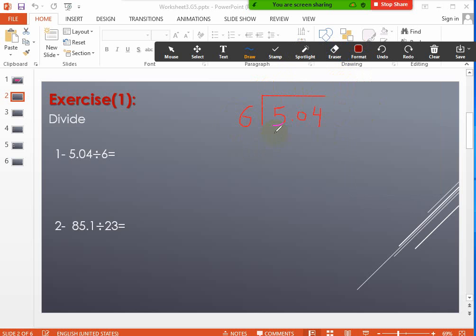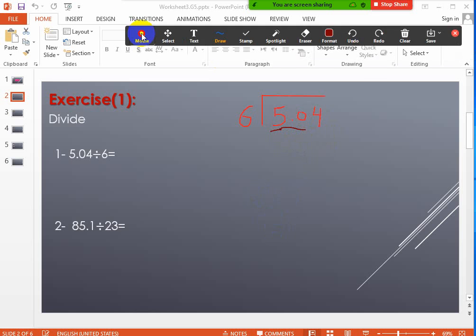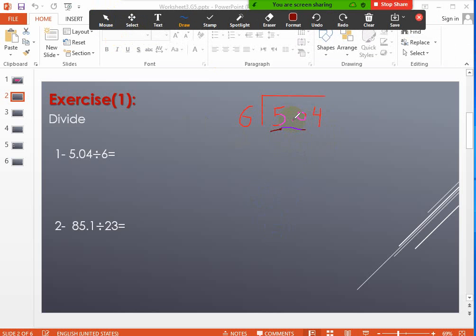I will start from the first number on the left side, which is 5. Can I divide 5 by 6 here? No, I can't. So what do I have to do? I have to take the 0 with it. But before that, I have the decimal point here between the 5 and the 0. That means when I reach the decimal point, I have to take it up. I will take the decimal point up and put it in the same place.